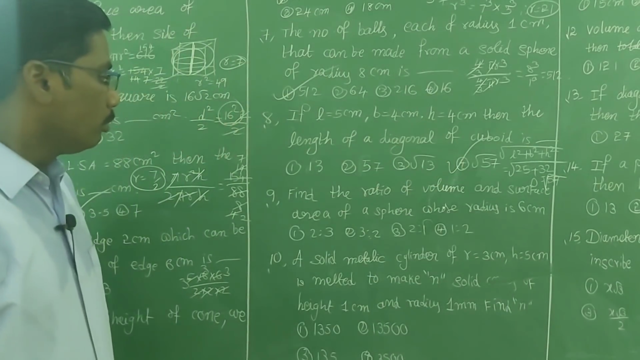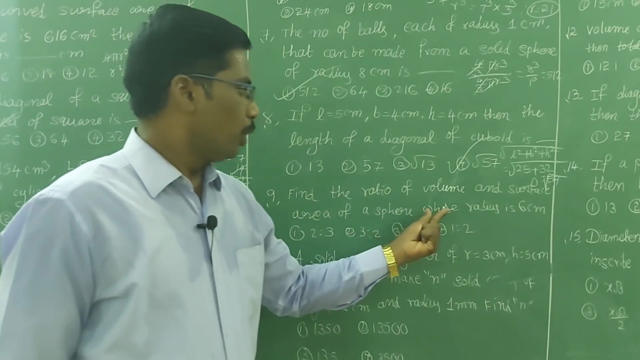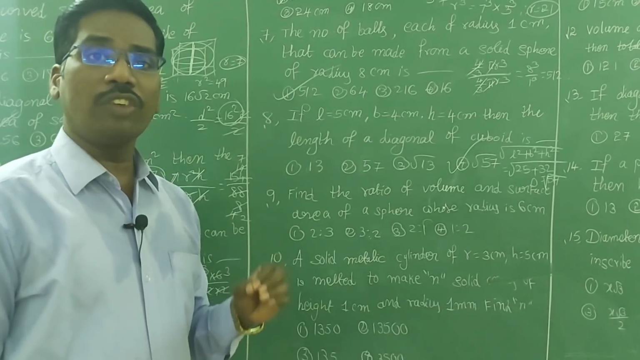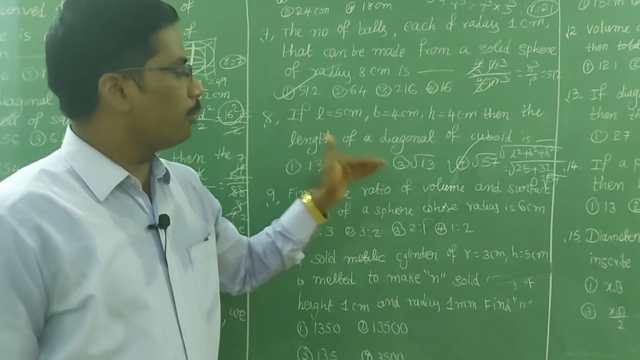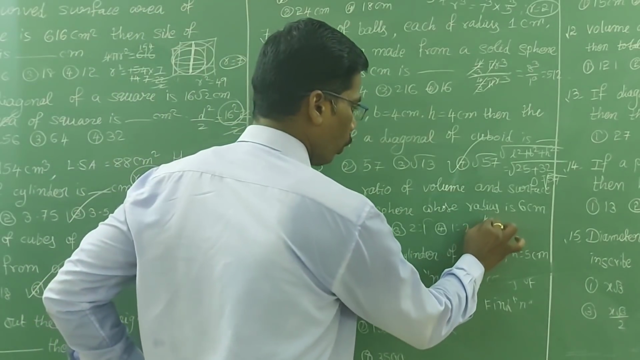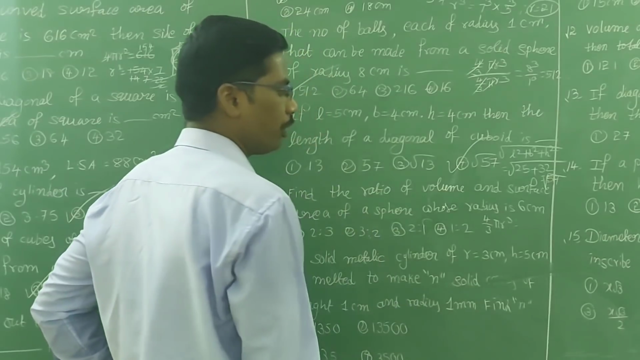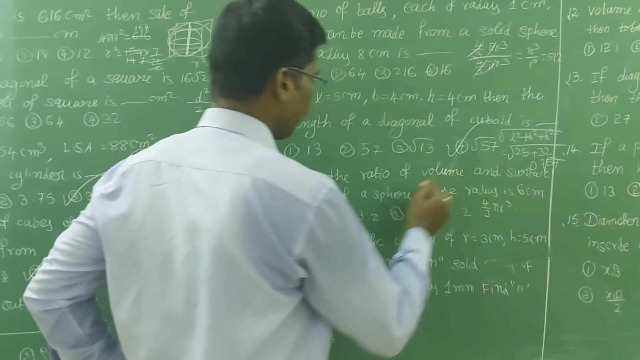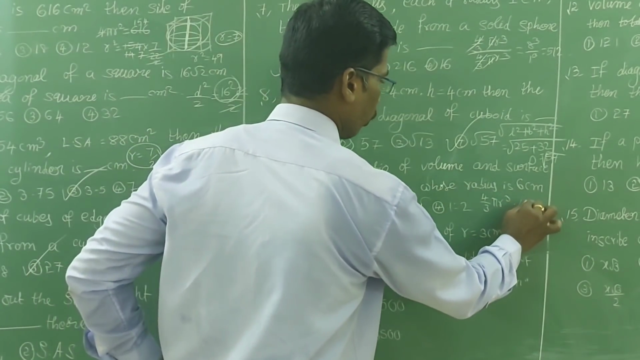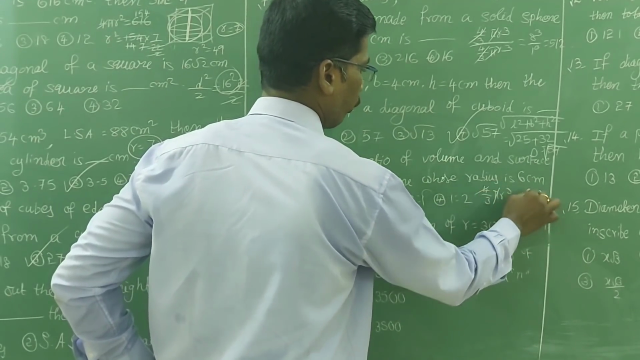Next, find the ratio of the volume and the surface area of a sphere whose radius is 6 centimeters. We want to find the ratio of the volume and surface area of a sphere. So volume of the sphere is what? 4 by 3 pi r cube. What is the surface area? Surface area of the sphere is 4 pi r square. See here, pi and pi will get cancelled and 4 and 4 will get cancelled.